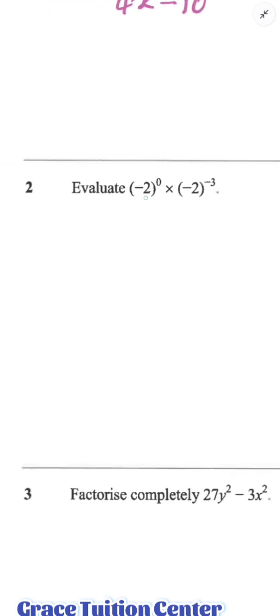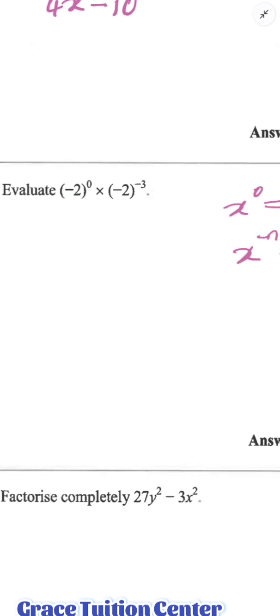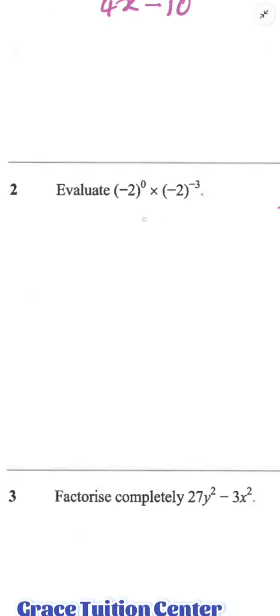So the first part is negative 2 to the power 0. So clearly, using the first rule, negative 2 to the power 0 is just a 1, because the power is 0 there. So any number to the power 0 is 1. So that is 1 times negative 2 to the power 3. This will become 1 over negative 2 to the power positive 3.